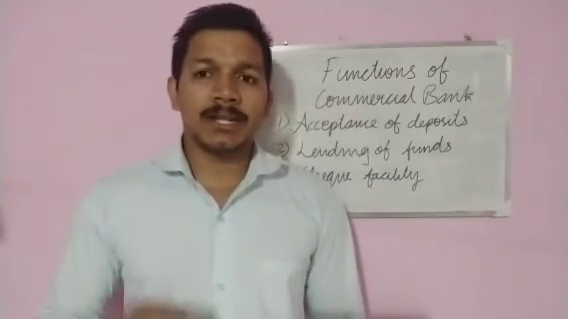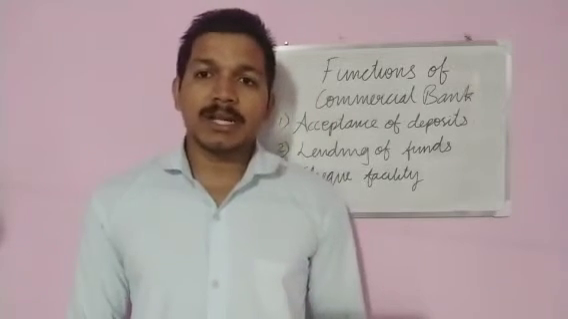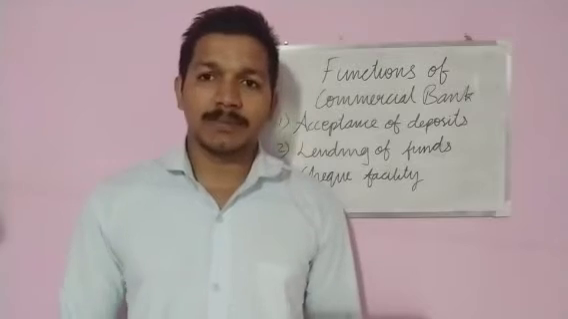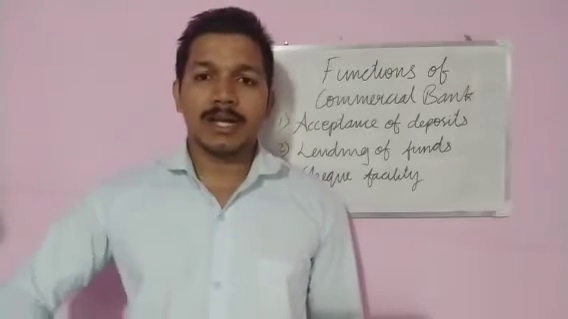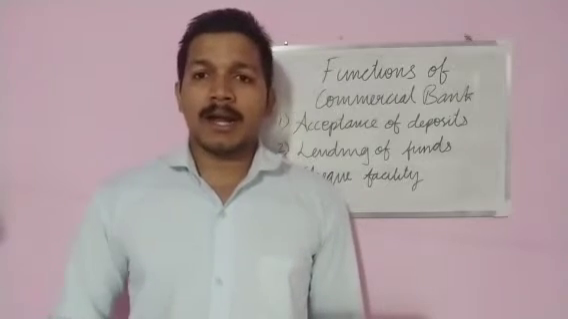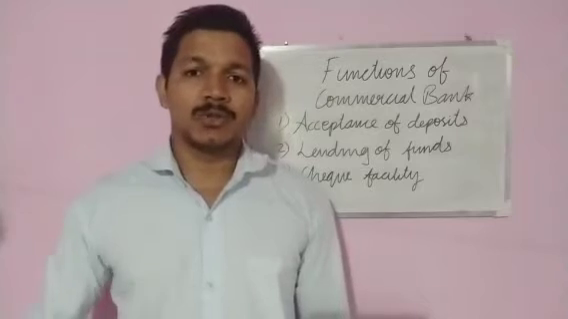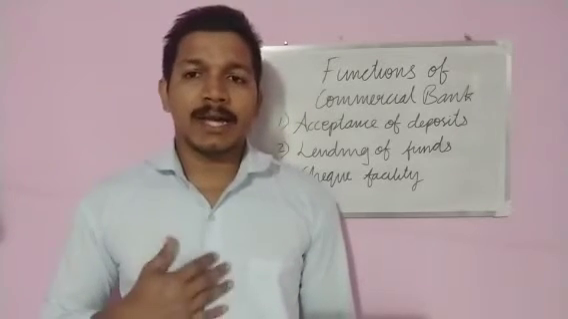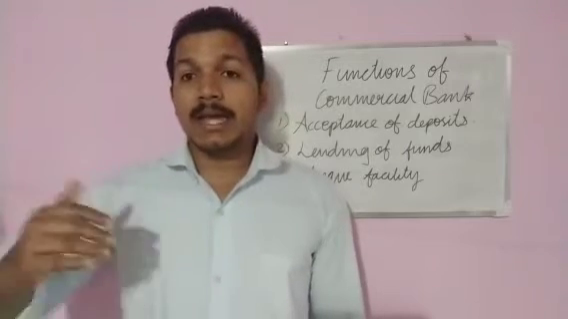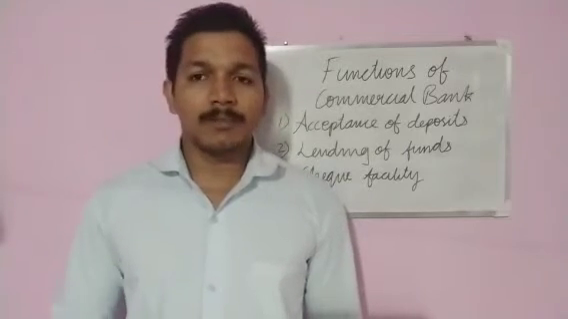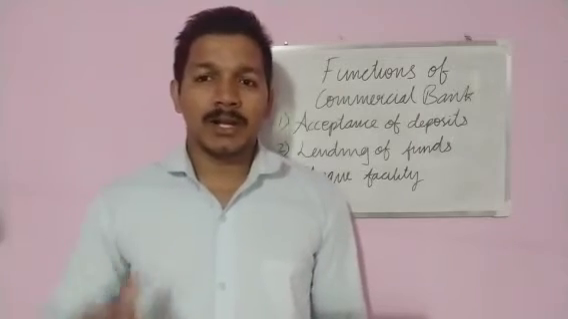There are three types of deposits, three ways in which banks accept deposits. The first one is the current account. The current account is taken by business institutions. So those who are running a business can take a current account. The feature of a current account is that they can take any amount of money from the bank, up to the amount of their balance.